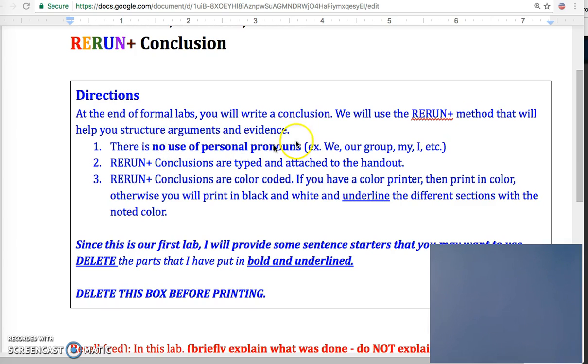So, no use of personal pronouns. If you are writing something like "we heated the popcorn," you need to take the "we" out of it and focus on what you're doing. Make popcorn the subject: "Popcorn was heated." So you have to think about your sentence structure so that there's no "we," "our group," "the class," all of that.